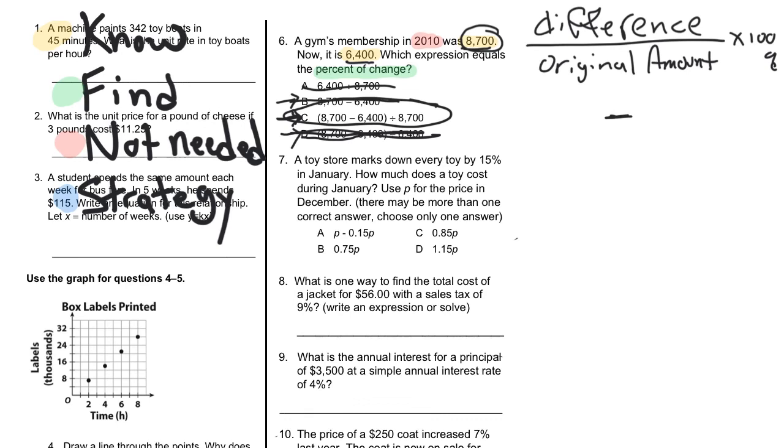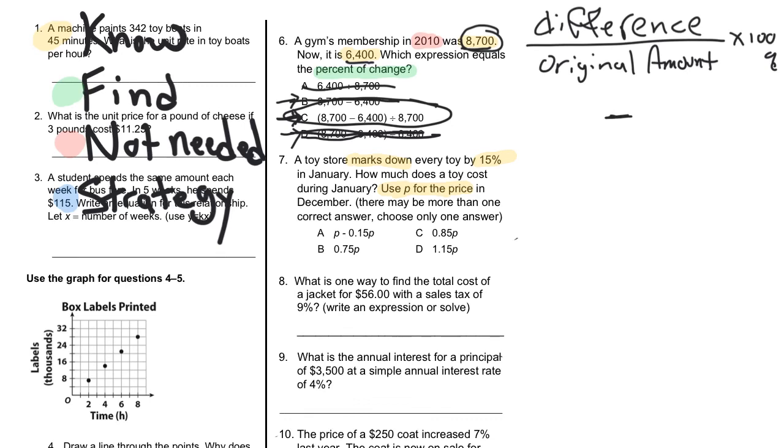So number 7 says, a toy store marks down every toy by 15% in January. How much does the toy cost during January? Use P for the price in December. There may be more than one correct answer. Choose only one answer. So, what is it that we know? We know that there's a markdown, that it's 15%, okay, and that we're going to use P for the price in December.